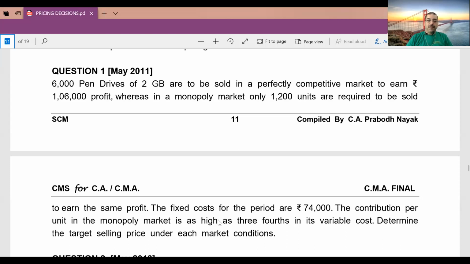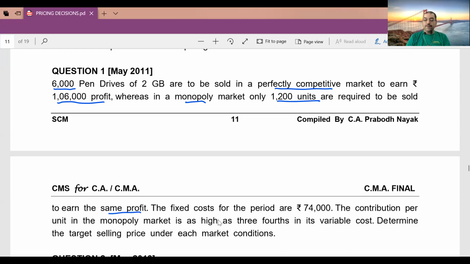In a monopoly market, only 1,200 units can be sold to earn the same profit. So over here, we require 6,000 units in a perfectly competitive market for earning 1,06,000 profit, and for a monopoly market, we require 1,200 units for the same profit.